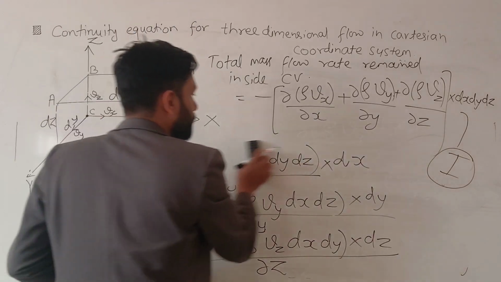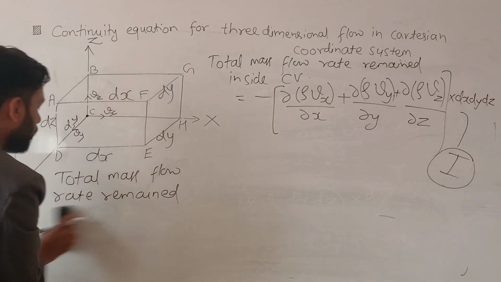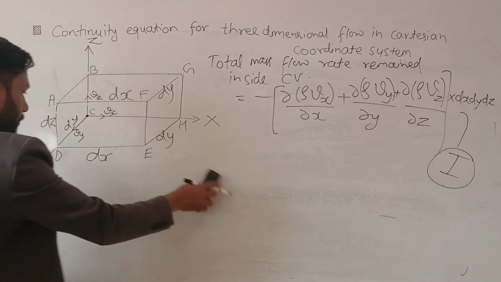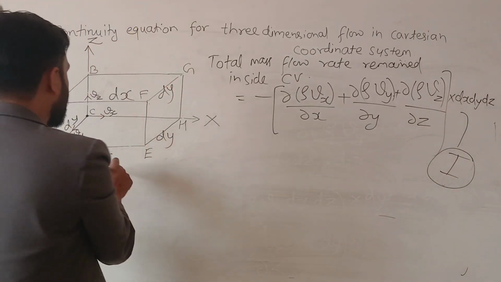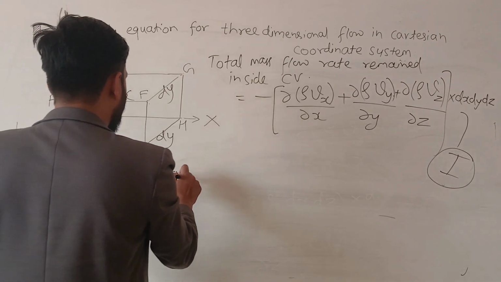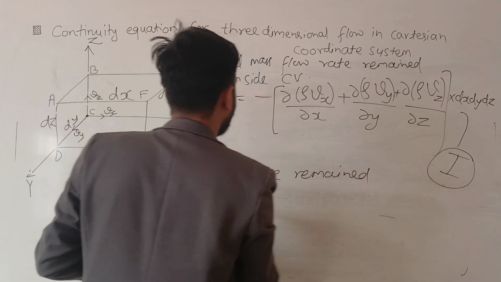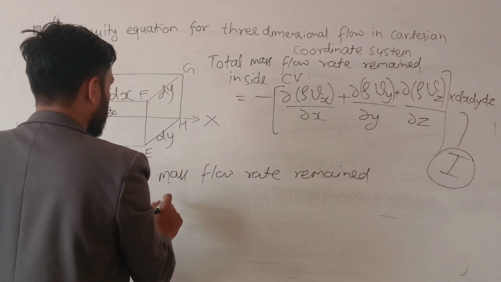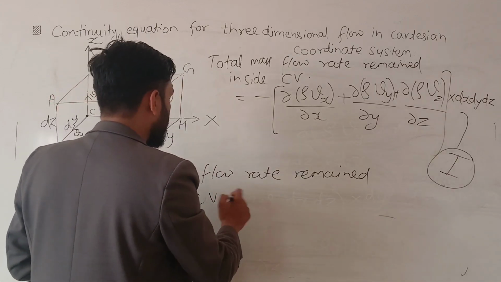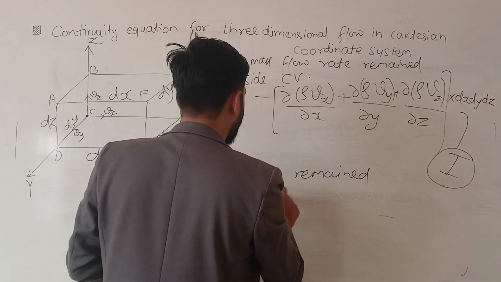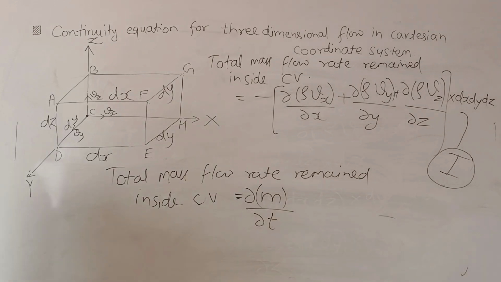Alright. So now let's find the total mass flow rate remained in another way. If you consider this whole rectangular prism as a control volume, then you can directly say that the total mass flow rate remained inside CV can also be written as del m by del T. Okay, del m by del T. You can write like del m by del T.